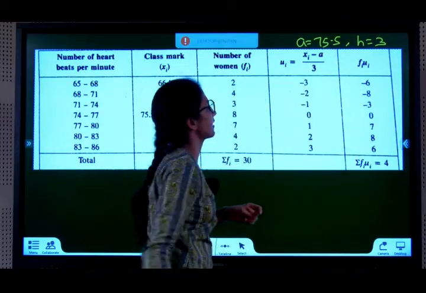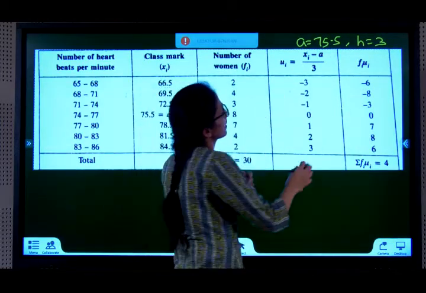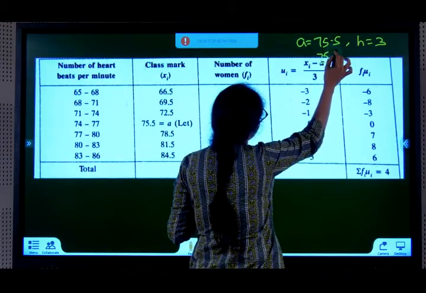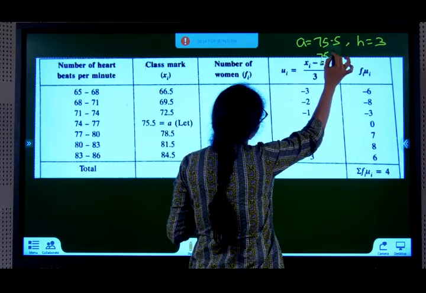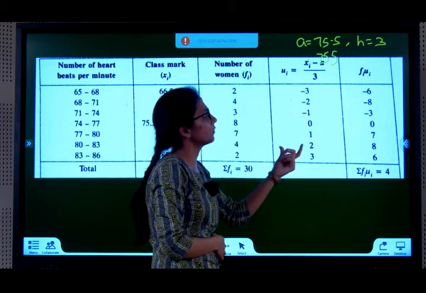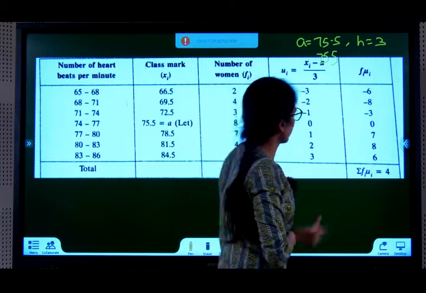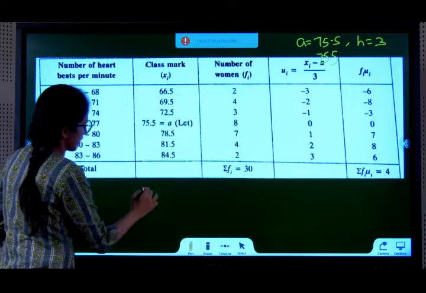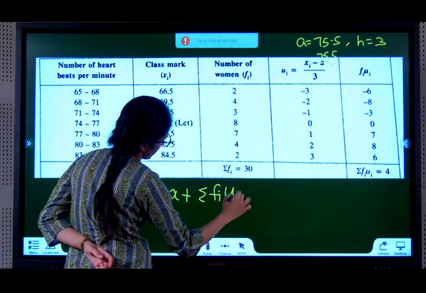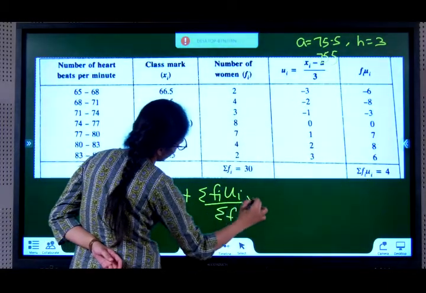Substitute here xi minus a by 3. So it should be xi minus 75.5 by 3. Subtract all this, you will get ui, then fi into ui. Now put the formula, x bar is equal to a plus summation fi ui by summation f into h.